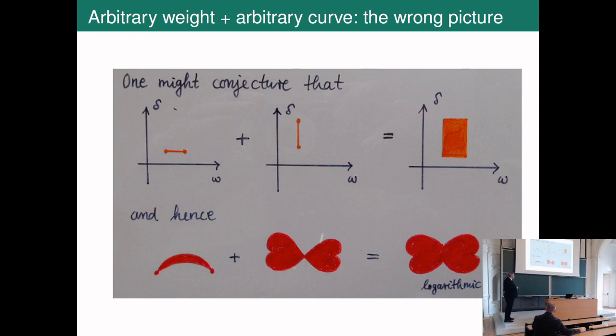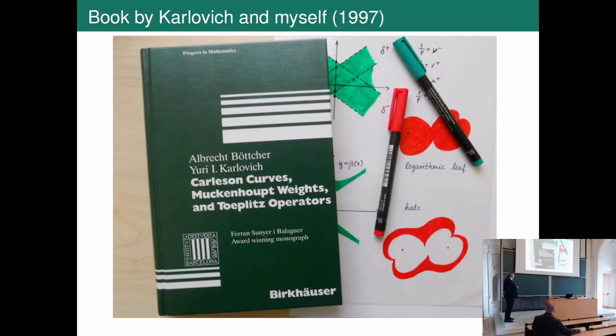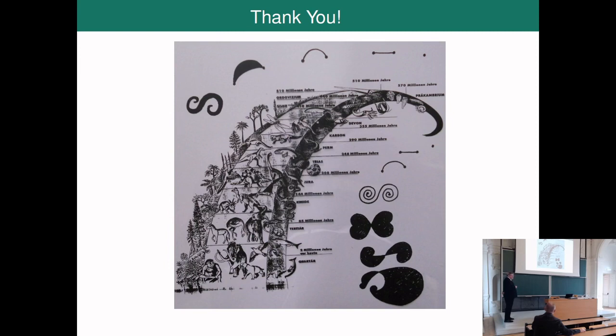One could think that such logarithmic leaves are the end of the story. No, it turns out there is some interference between the oscillations of the weight and of the curve that produces this halo. But we could describe this halo completely. All this is in this book, written down in detail with many, many more examples. This was the book that got this prize, and at this point, let's stop. Thank you very, very much for your attention.